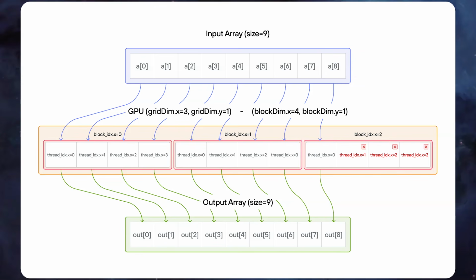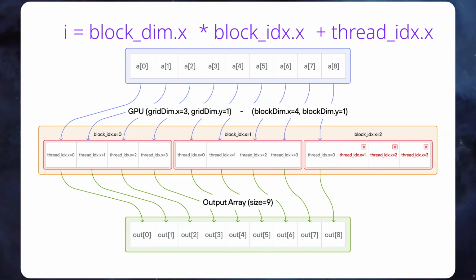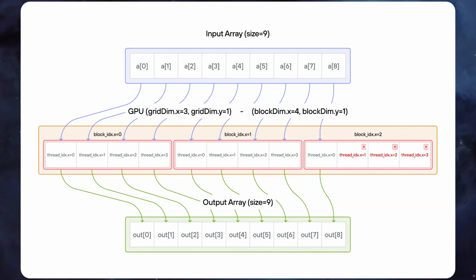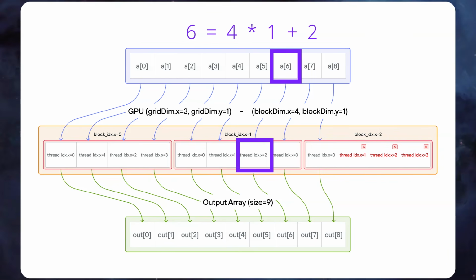The key formula is global index equals block dimension times block index plus thread index. Let's break this down with an example for thread 2 in block 1. Block dimension is 4, how many threads we have per block. Block index is 1, we're in block 1. Thread index is 2, we're thread 2 within that block. So our global index, 4 times 1 plus 2, is 6. This thread processes element 6.